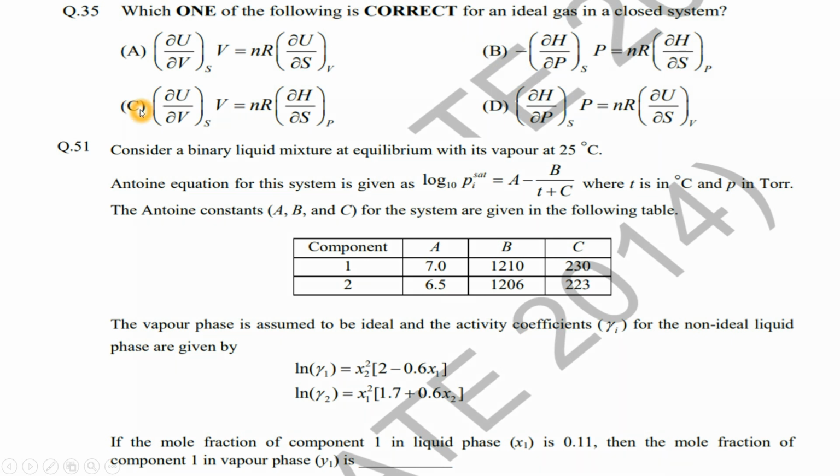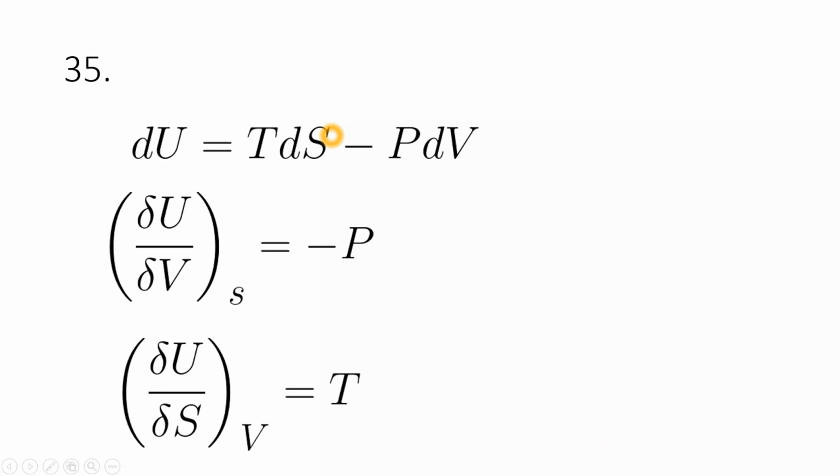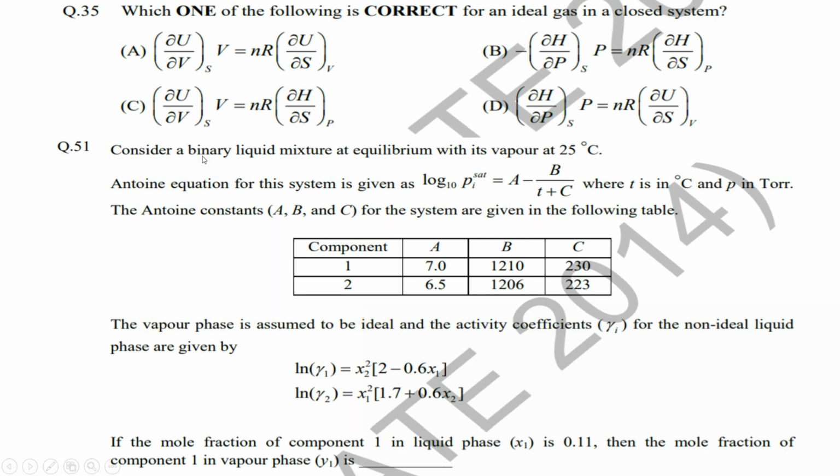Next we will check option C. Del U over del V at constant entropy we have already calculated as minus P, and we will check del H over del S at constant pressure, it will be T. From this we get PV is equal to nRT. This equation is satisfied, so option C is correct. If you want to check it further, you can check the last option; it will be wrong, right? Option C is correct.